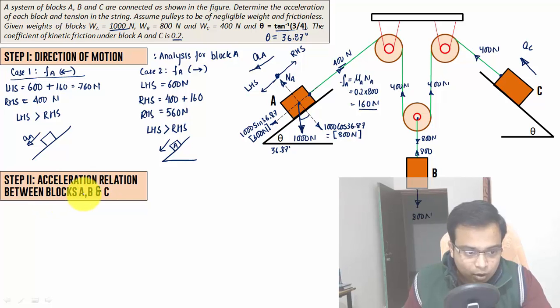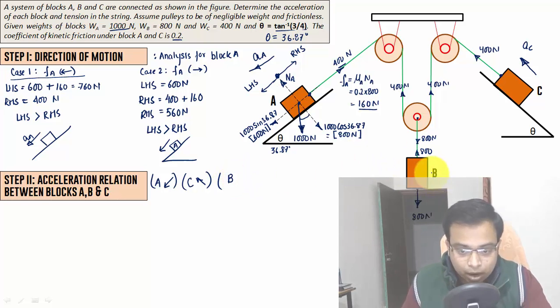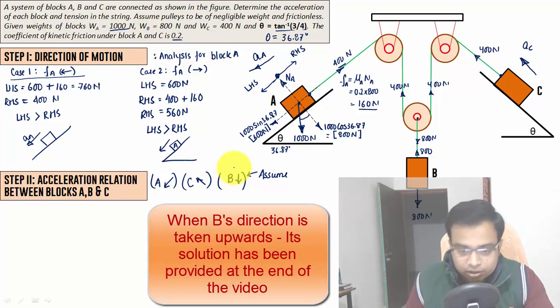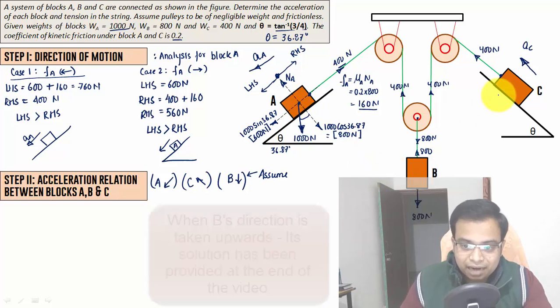Acceleration relation between blocks A, B and C. When you speak of block A, it's moving downhill. When you speak of block C, it's moving uphill this way. And when you speak of block B, we have to take some sort of assumption, right? We don't know whether it's going to go upwards or downwards. That has to be worked out. So let's just assume that B is moving downwards. What will happen? Well, let's see. Now let's try to work out this relationship between the accelerations of blocks A, B and C.